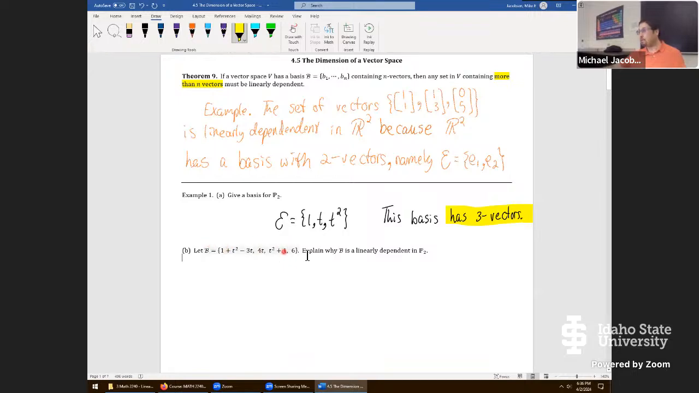So we have a set B, and we want to explain why B is linearly dependent. That's almost confusing in a way. Just because we write the cursive B, or sometimes called script B, does not mean it's necessarily a basis. So this one's automatically linearly dependent. Any volunteers for the quick explanation of why?